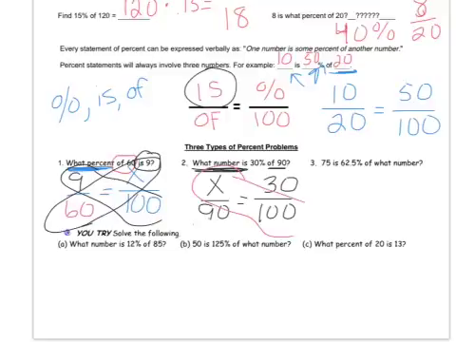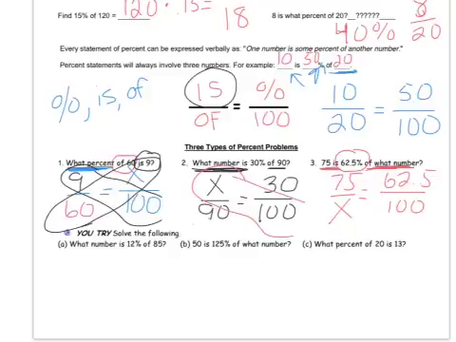Okay, so now I'm going to always start off by writing my proportion and putting my 100 on the bottom. So now it says 75 is, so that tells me that goes where the is goes. Okay, I see my percent, 62.5 goes right there. And then of what number? Of what number? So that tells me my of, I don't know. That's my question, of what number?